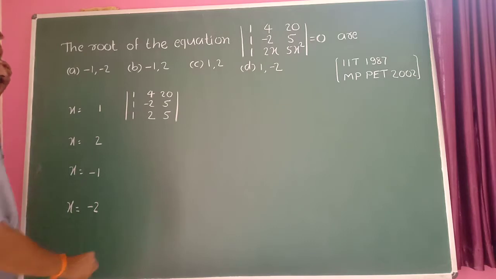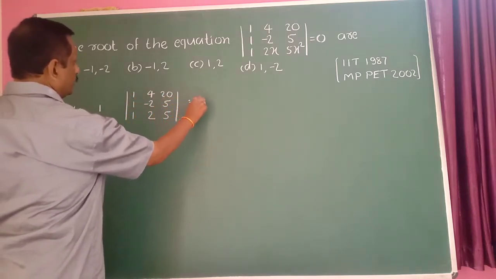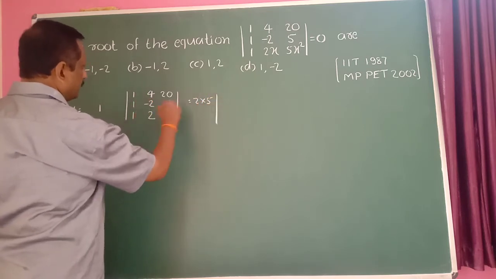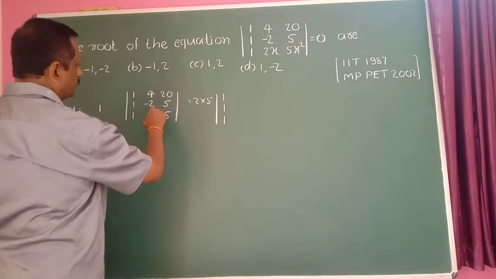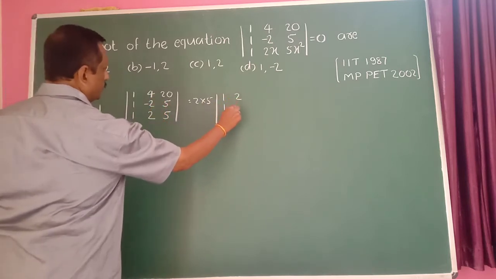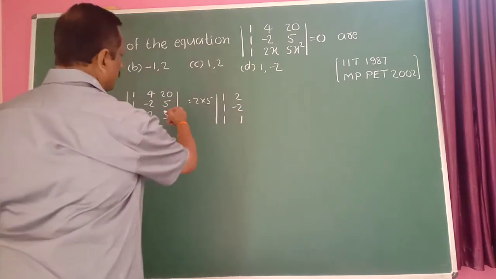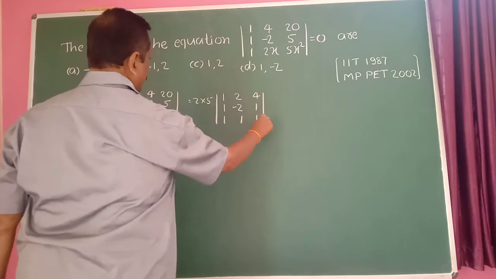Okay, then you can take 2 common factor here and here 5 common. 2 into 5 into determinant of 1, 1 and 1. Then 2 minus 2, 1. 2 minus 2 and 1. Then 5 common here, so 4, 1 and 1.